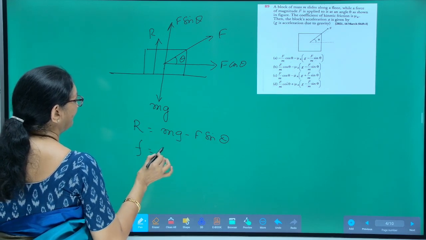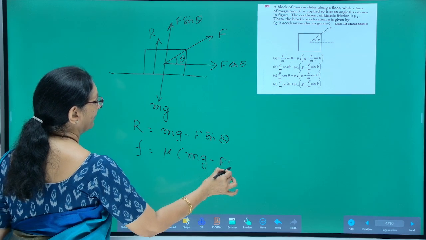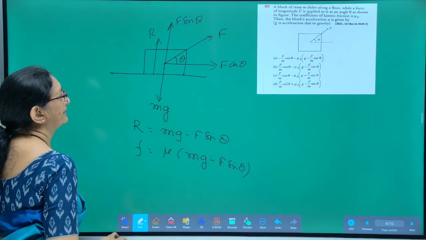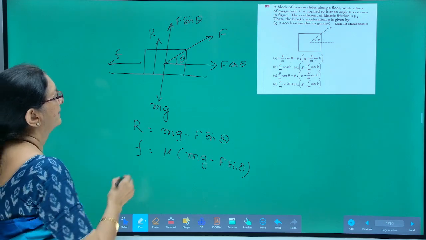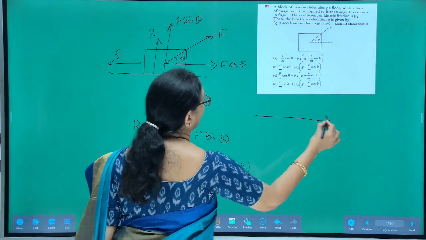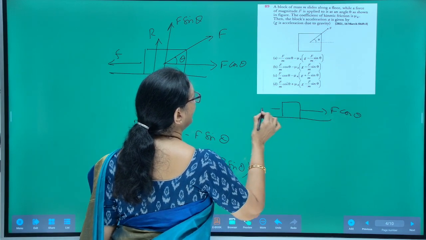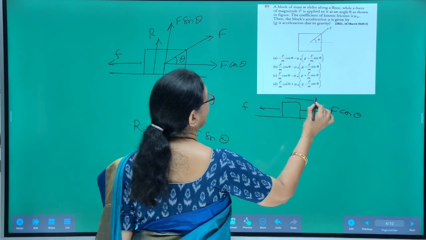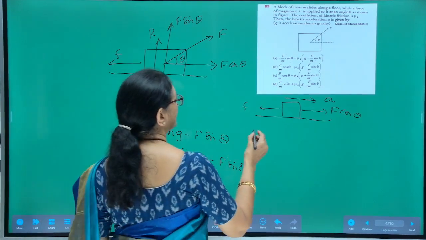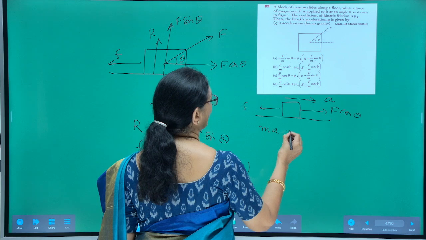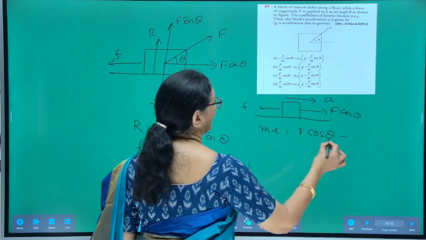The possible friction is mu into normal reaction, mu of mg minus F sin theta. It opposes the motion. So, here if you draw, F cos theta acts in this direction, frictional force acts in this direction, and acceleration is produced in the direction of applied force. So, ma is equal to F cos theta minus frictional force.